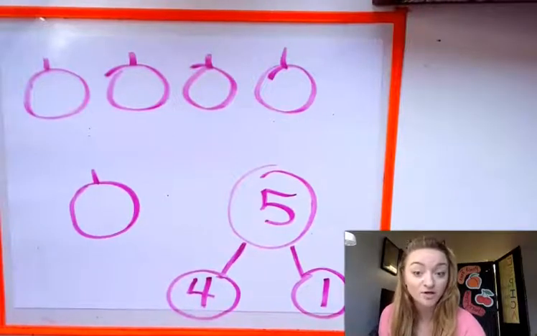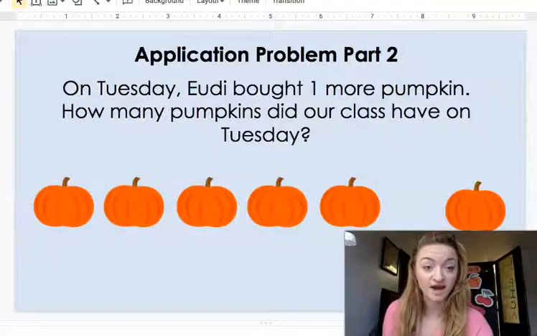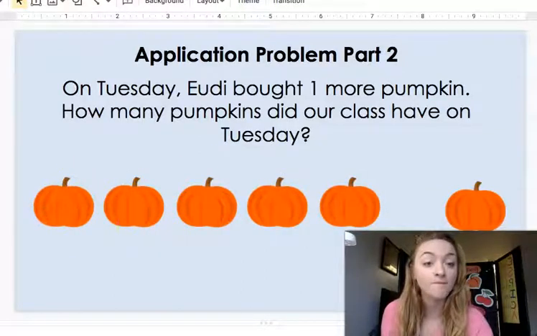Let's see what happens in part 2. Here's part 2 of our application problem. So remember, friends, with Catherine's pumpkin that she brought us, we had 5 pumpkins. I see those here. But on Tuesday, Eudi bought 1 more pumpkin. Thanks, Eudi. How many pumpkins did our class have on Tuesday?